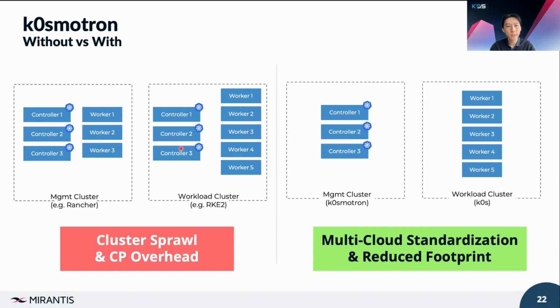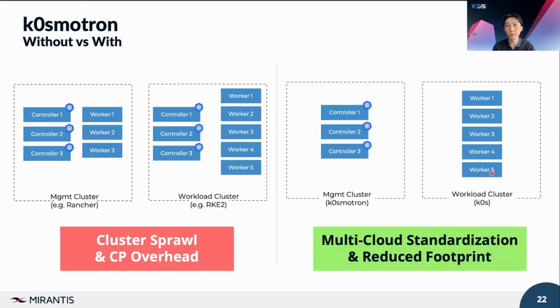So with k0smotron, because of the true control plane and worker plane separation in k0s, we can reduce that footprint and standardize all of the control plane activities and centrally manage them in a management cluster. And then deploy just workload clusters in your individual workloads. So you have essentially your own managed Kubernetes in your environment.